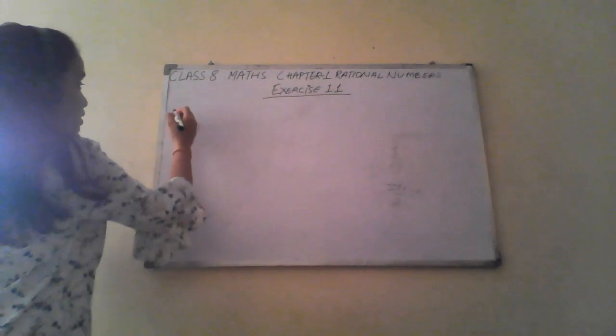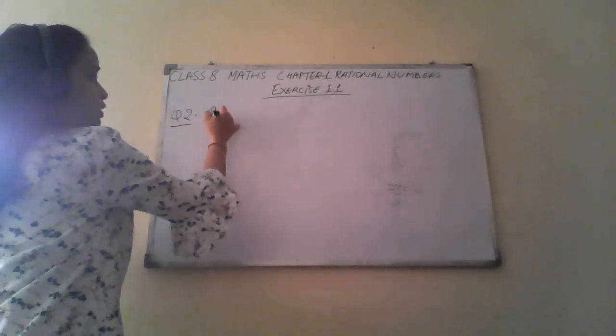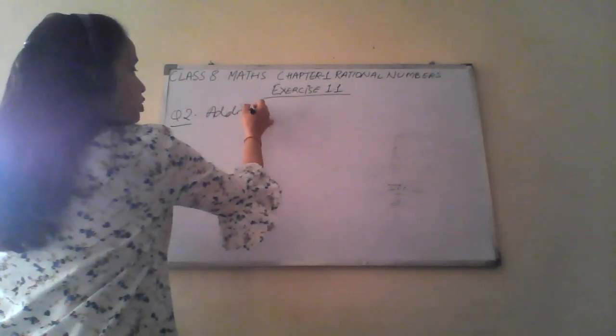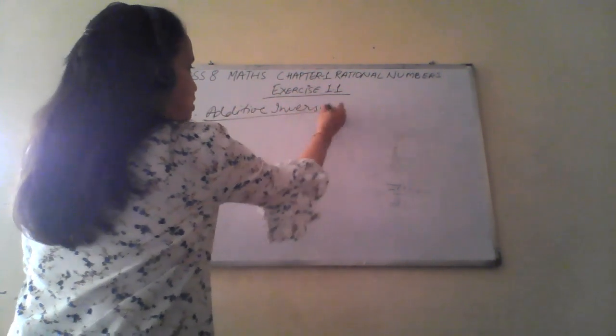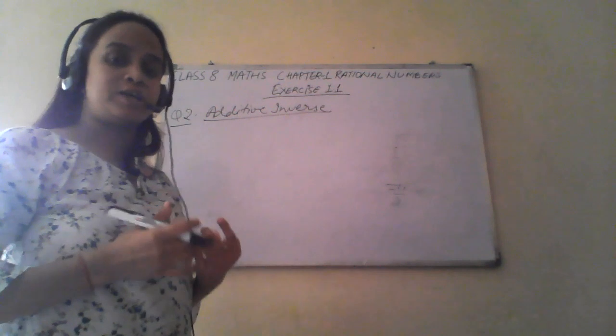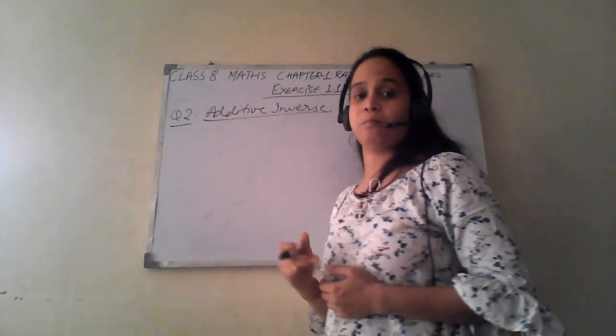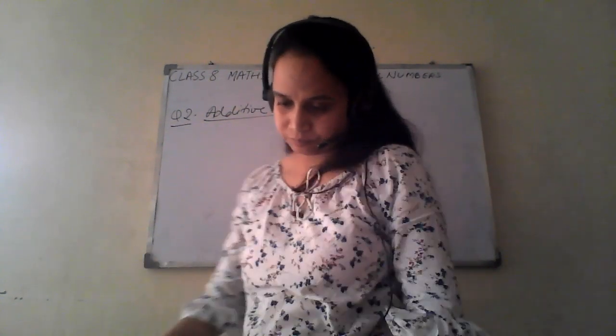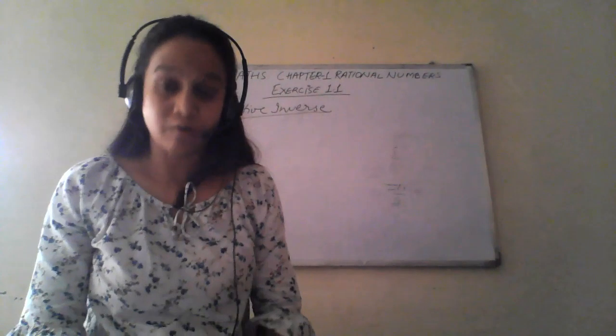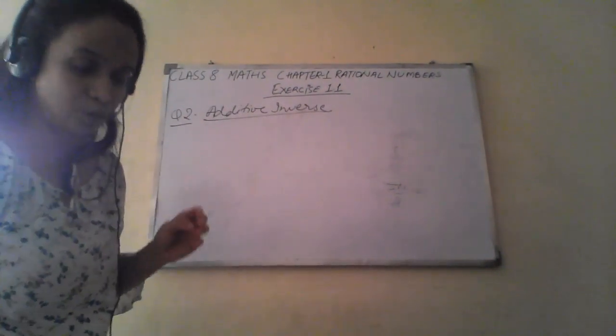Now, question second. We have to find the additive inverse. So in the previous video I have told you what is additive inverse. Additive inverse of a number is that number which when added to the original number will yield 0.